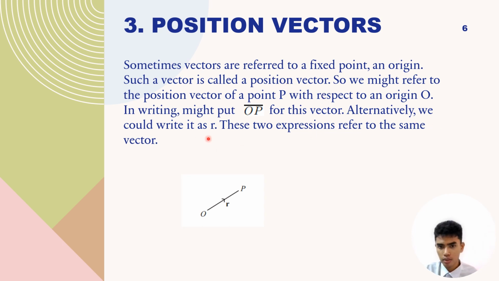Alternatively, we could write it as R. Those two expressions refer to the same vector. If you want to fully understand vectors, we can go from point O to point P, which is OP, and put a line above it, so we know it is a vector moving from O to P. It can also be known as R, if you don't want to write it as a long word, symbolize it as R, a single letter.